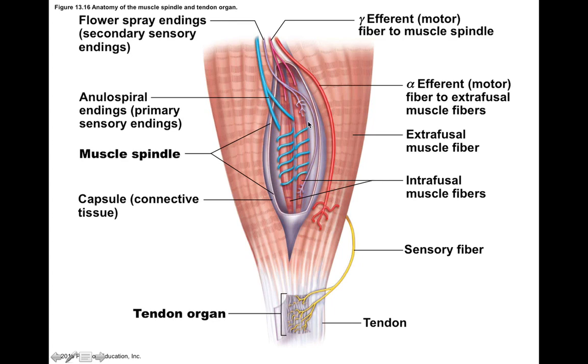These intrafusal muscle fibers have different sensory endings. We have primary sensory endings, which are spiraled around the muscle itself, as well as secondary sensory endings associated with it. These muscle fibers are innervated by gamma motor neurons, which help to produce some tension on these muscle cells so that they have the same length and tension as the surrounding muscle itself. We also have tendon organs nearby, and we'll talk about the usefulness of these tendon organs with a different type of reflex.